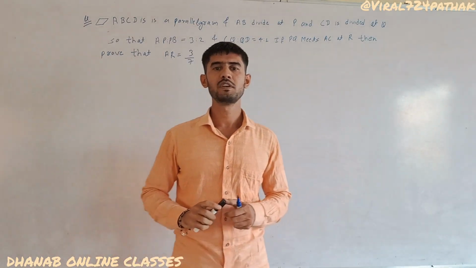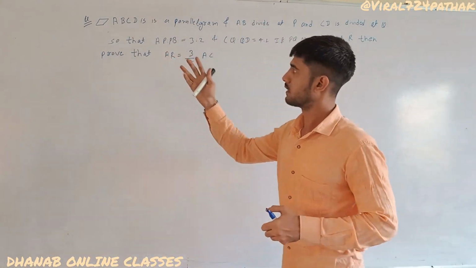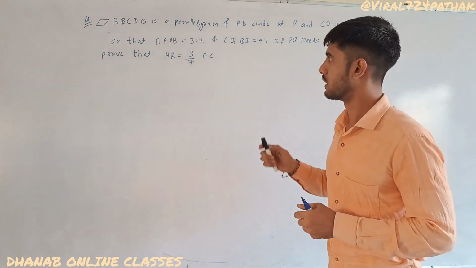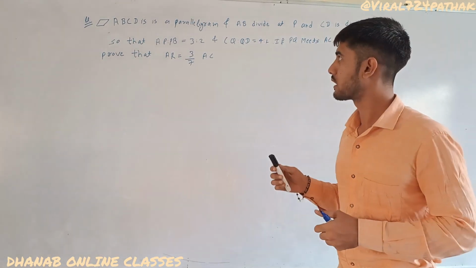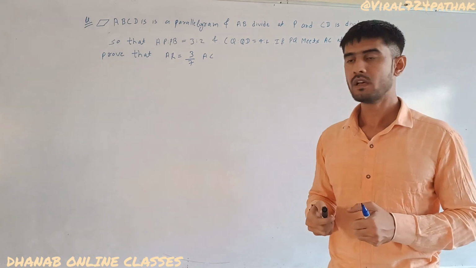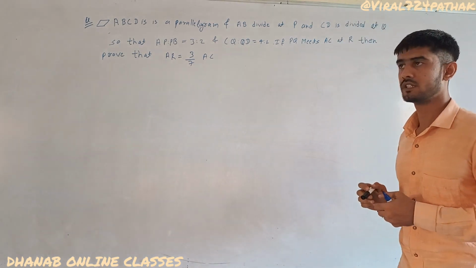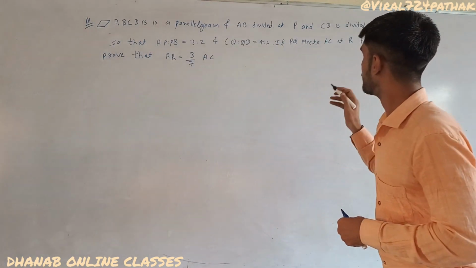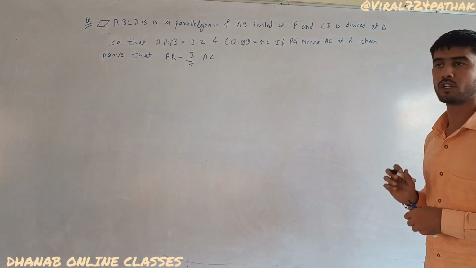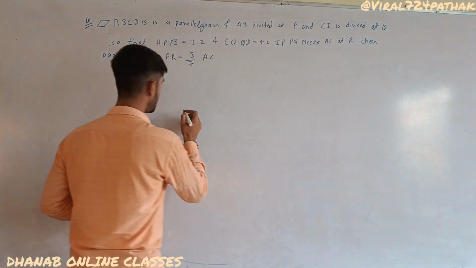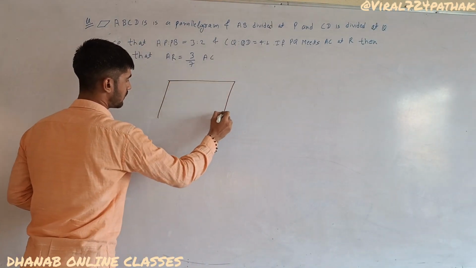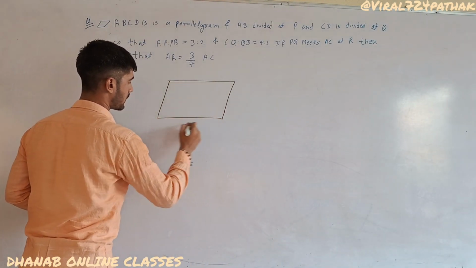Hello everyone. We have been given the following question. ABCD is a parallelogram, and by the properties of a parallelogram, opposite sides are parallel and equal. The given question says that AB is divided at P and CD is divided at point Q. Now let us draw the parallelogram.